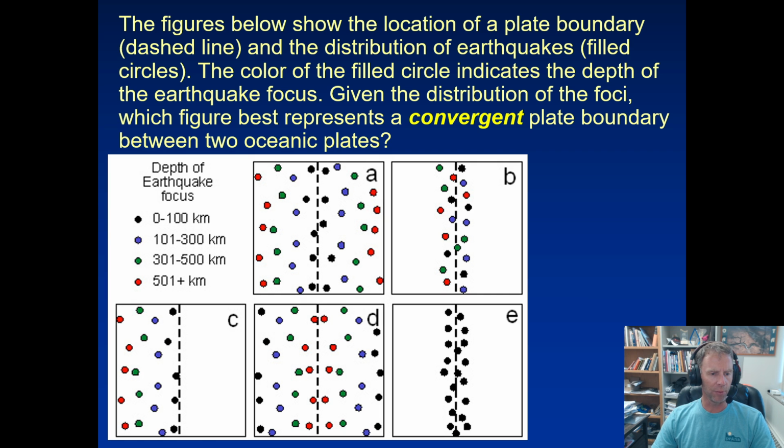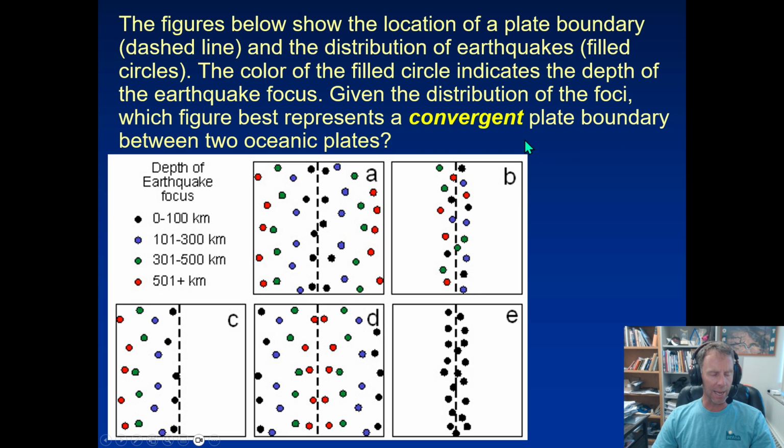All right, so hopefully you've had some time to think about it. We're going to go ahead and figure out the answer. So again, in review, A shows shallow earthquakes along the plate boundary, and the earthquakes get deeper to either side. B shows a mixture of shallow and deep earthquakes right along the plate boundary. C shows shallow earthquakes along the plate boundary, and the earthquakes getting deeper in one direction. And D shows deep earthquakes along the plate boundary, with the earthquakes getting shallower in both directions. And remember that the distance across these very small little maps is, let's say, 1,000 kilometers or more. So they represent a substantial distance.